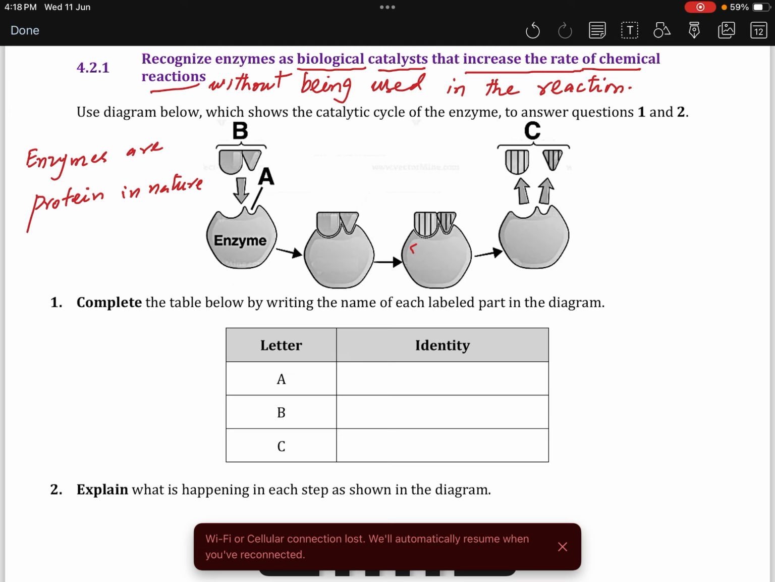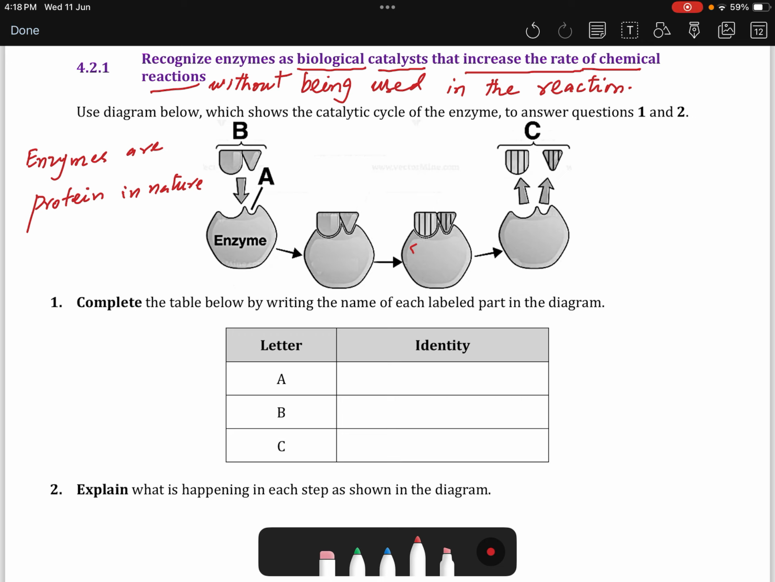Use the diagram below which shows the catalytic cycle of the enzyme to answer questions 1 and 2. Question 1: complete the table below by writing the name of each labeled part in the diagram. So part A: since this is an enzyme and this hollow space or hole-like structure on the enzyme is called the active site. So structure A is the active site. B is binding to the active site of the enzyme, so B is a substrate.